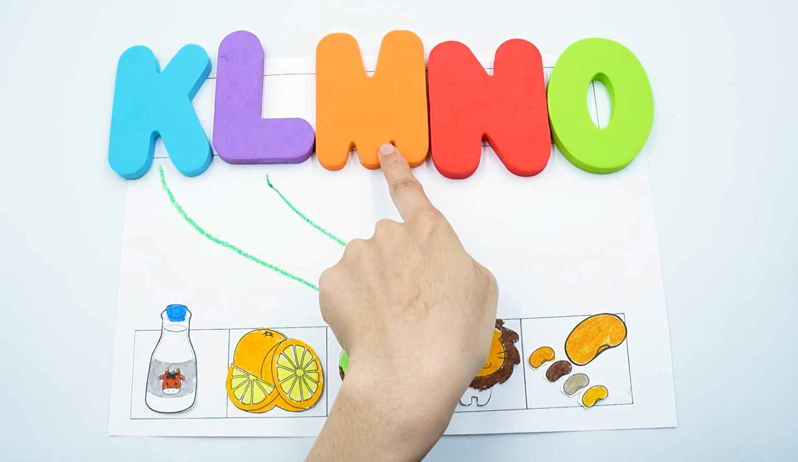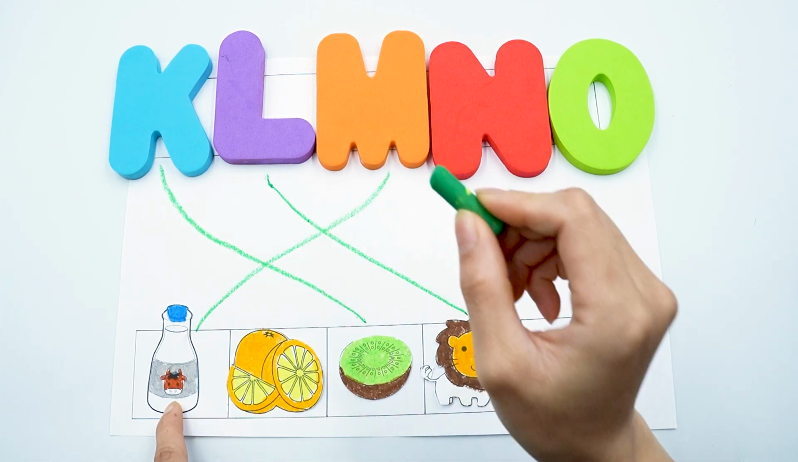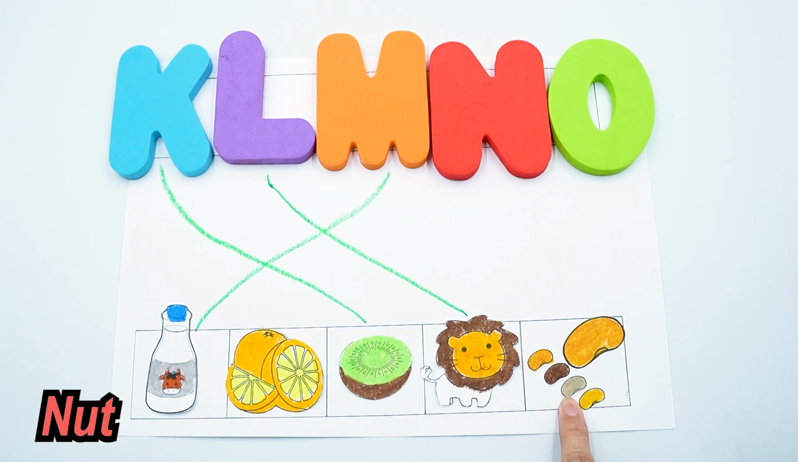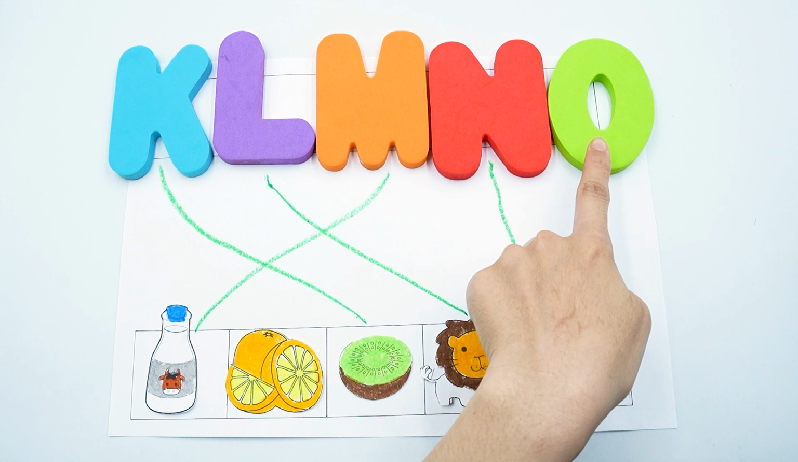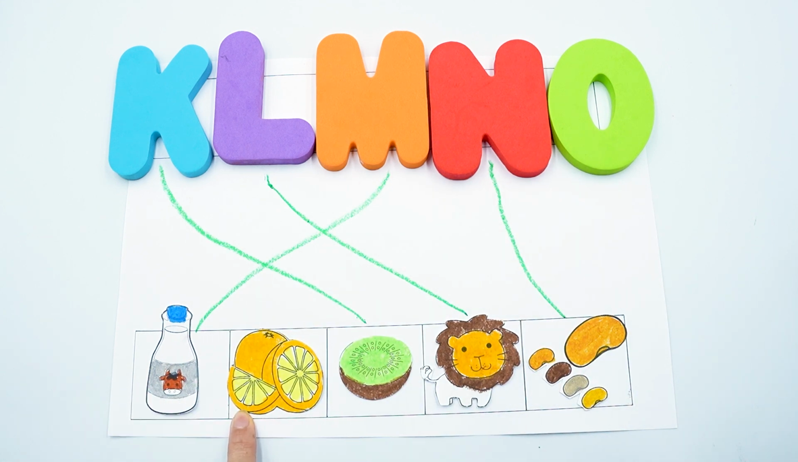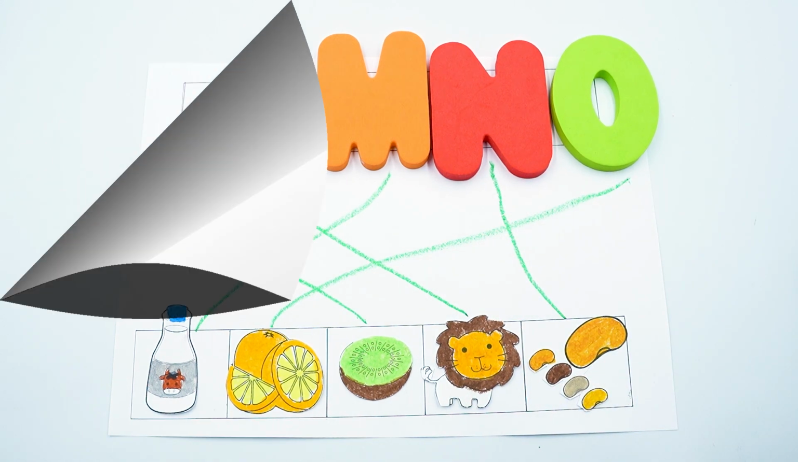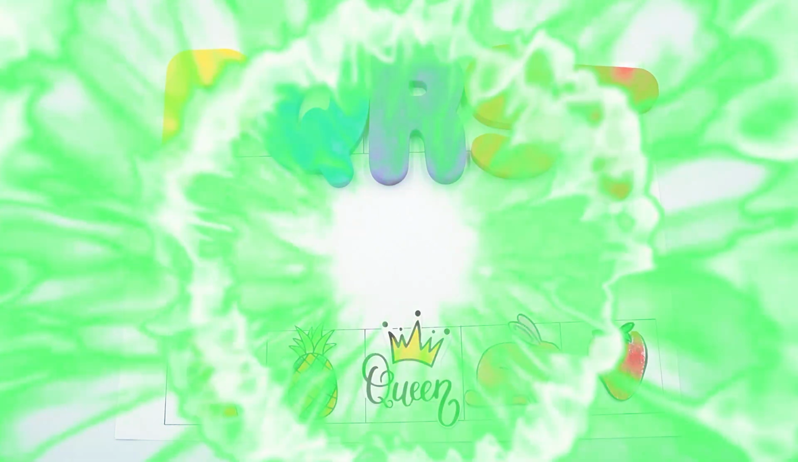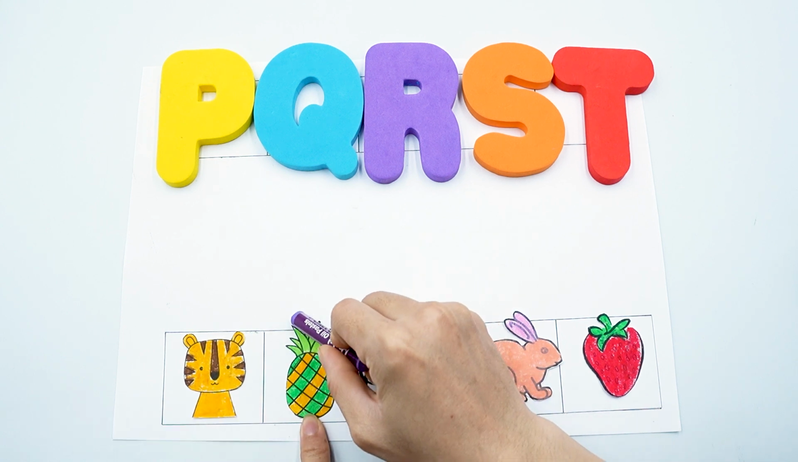Woohoo! M. Milk. Connect the letter M with milk. N. Nut. Connect the letter N with nut. O. Orange. Connect the letter O with the orange. P. Pineapple. Connect the letter P with the pineapple.